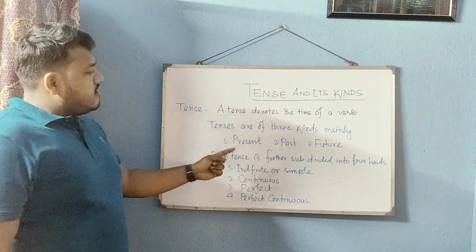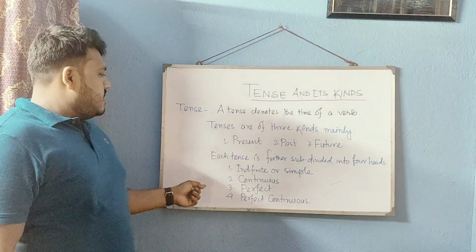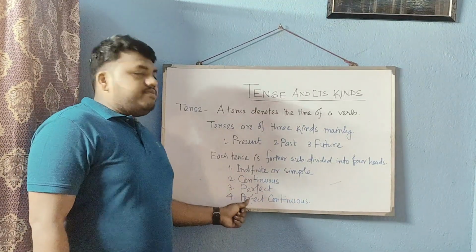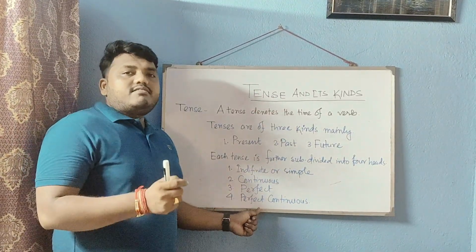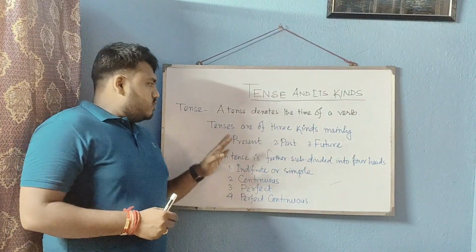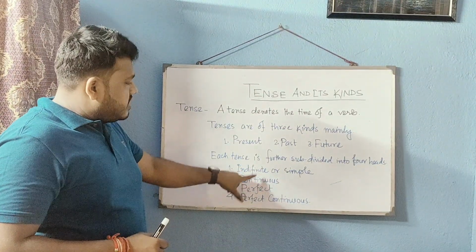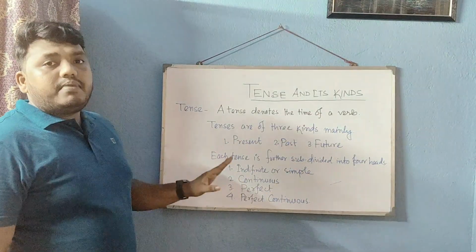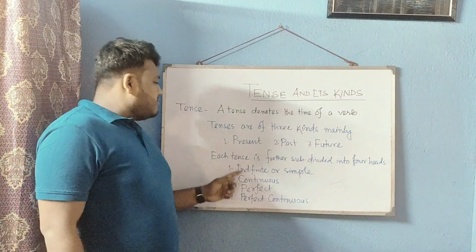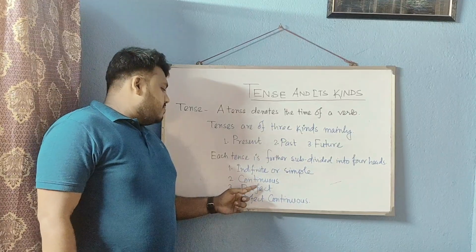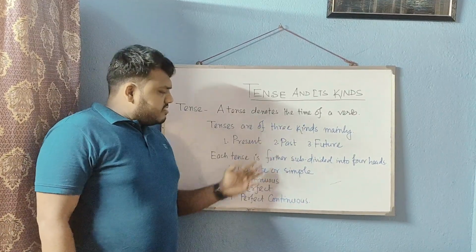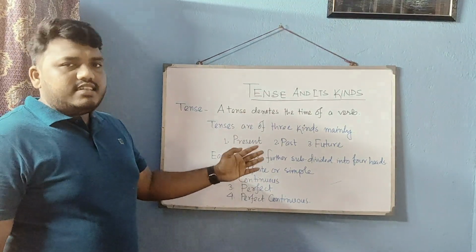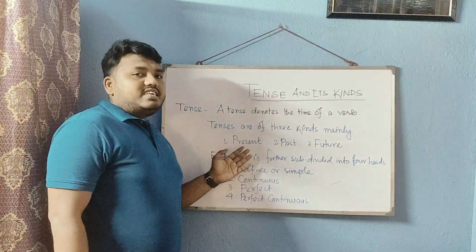And each tense is further subdivided into four heads: indefinite or simple, continuous, perfect, and perfect continuous. So each tense has four forms, and there are three tenses. So altogether there are 12 tenses in English, which are present simple, present continuous, present perfect, and present perfect continuous, and the same is the case for past and future. So we will start with present tense.